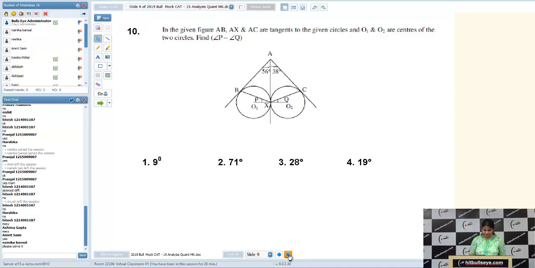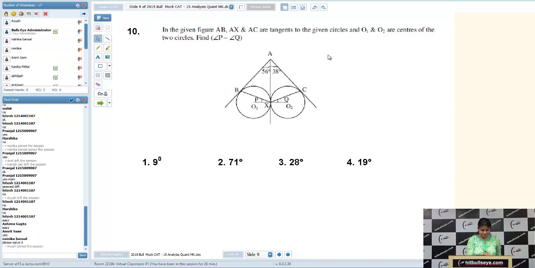Nainika, see, it says in the given figure AB, AX and AC are tangents to the given circles, and O1 and O2 are centers of the two circles. Find the measurement of angle P minus angle Q. Now, what is the property here? Can you say AB is equal to AC? Sorry, AB is equal to AC is equal to AX. That is a complete property.